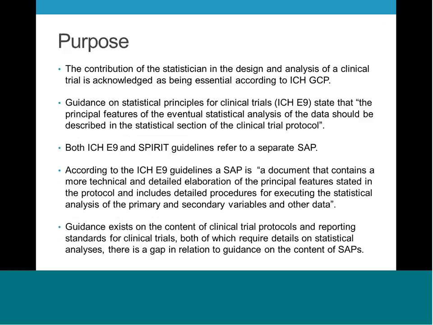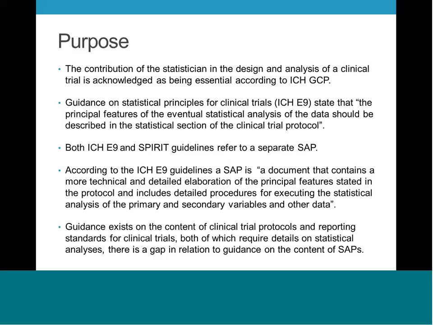The contribution of the statistician in the design and analysis of a clinical trial is acknowledged as being essential according to ICH-GCP. There is therefore a need to ensure that the statistical conduct of a trial is well documented and transparent. Guidance on statistical principles for clinical trials state that the principal features of the eventual statistical analysis of the data should be described in the statistical section of the clinical trial protocol. However, both ICH-E9 and SPIRIT guidelines refer to a separate SAP.